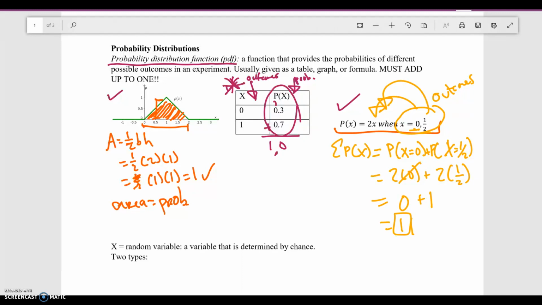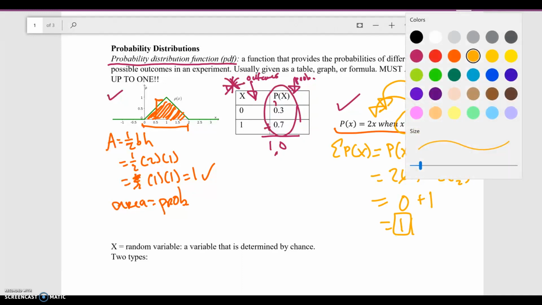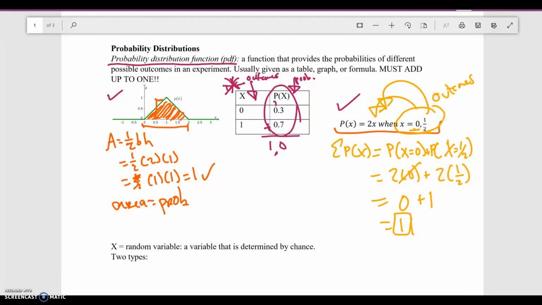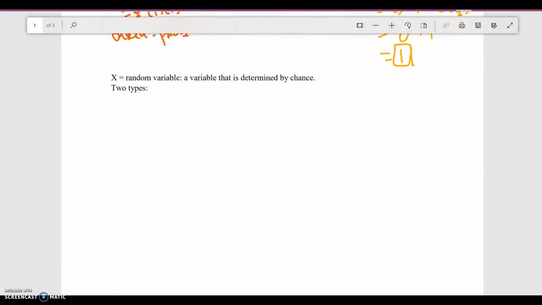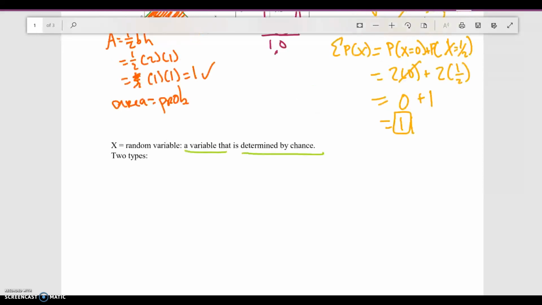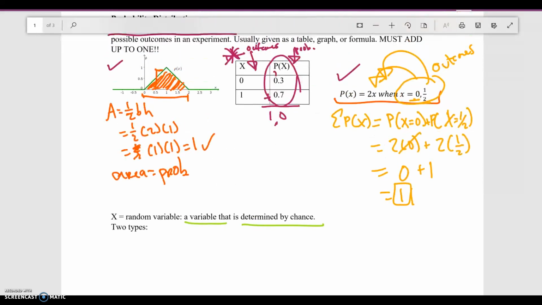So these are three different ways that we can describe probability distributions: either with a graph, with a table, or with a formula. Okay, so something else that I really want to talk about is random variables. Now this variable is something very different in the sense that this variable is determined by chance. Actually all of these x's are random variables.